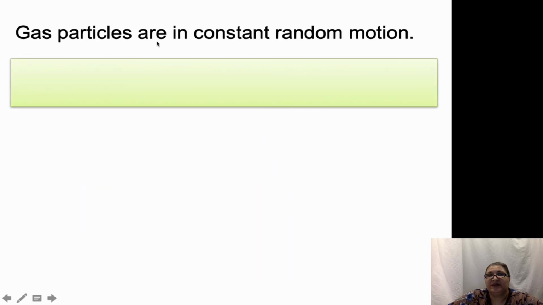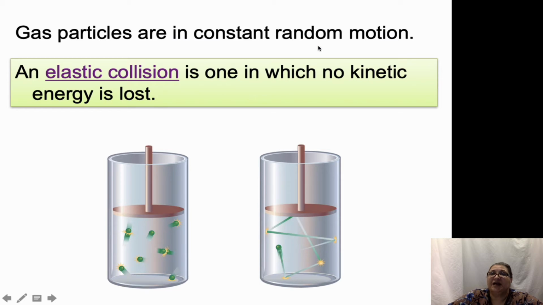Gases are particles in constant motion, and they have elastic collisions, in which no kinetic energy is lost. Kinetic energy can be transferred between the colliding particles, but the total kinetic energy of the two particles remains the same. So they're constantly moving, constantly colliding with each other and with the walls, but they transfer the energy between them, and no energy is lost. Maybe it goes from one particle to another, but no kinetic energy is lost.